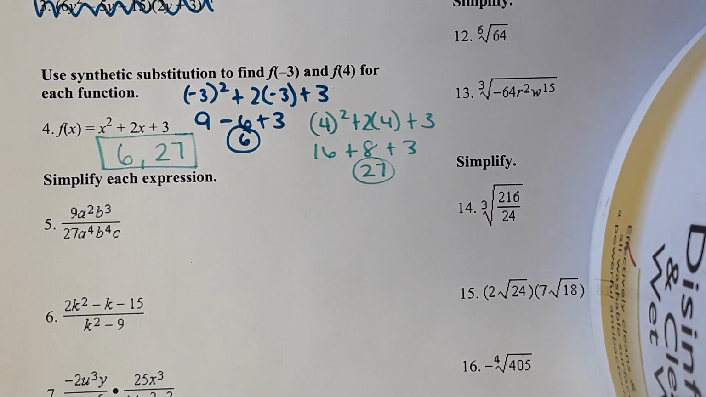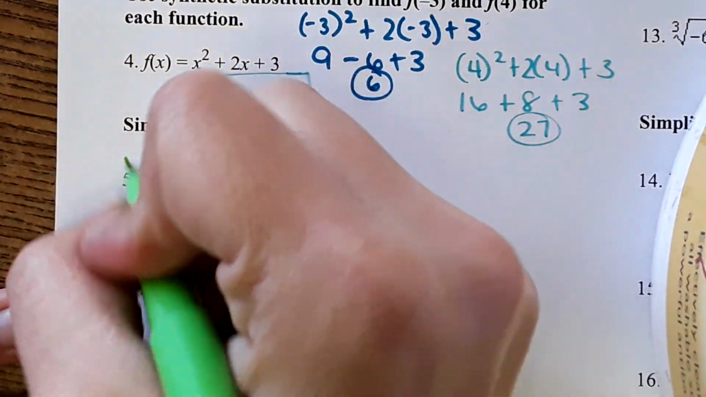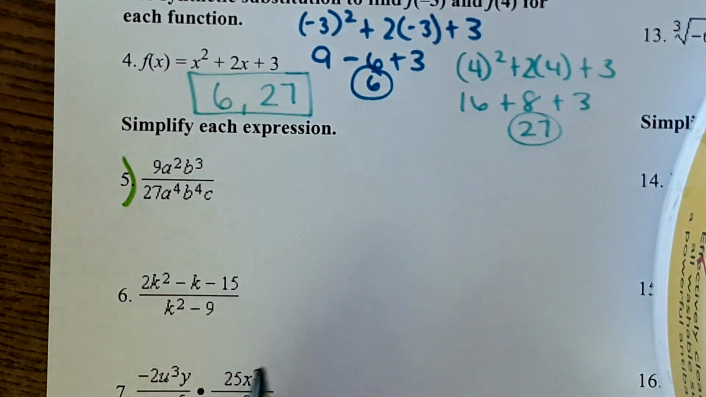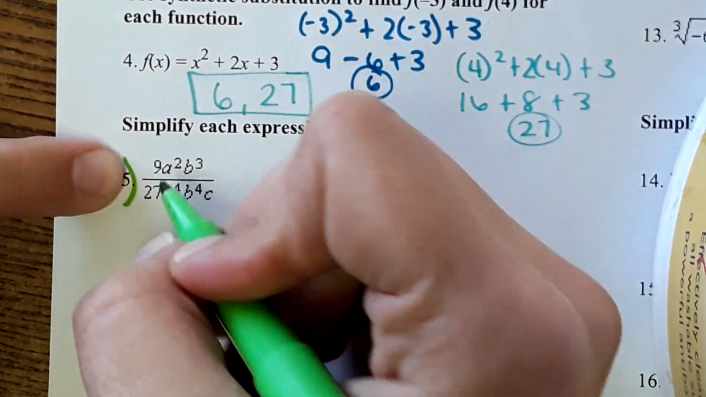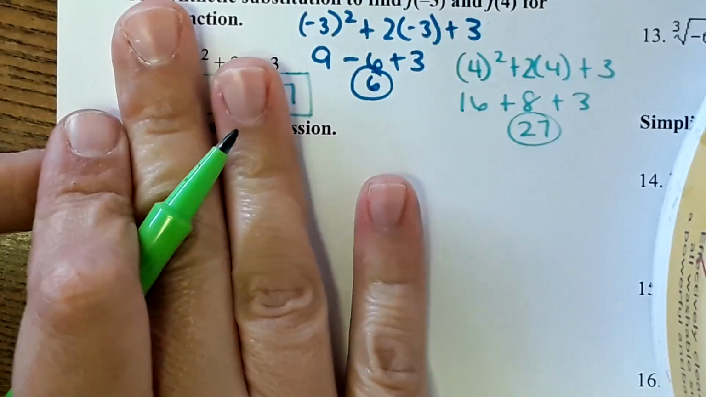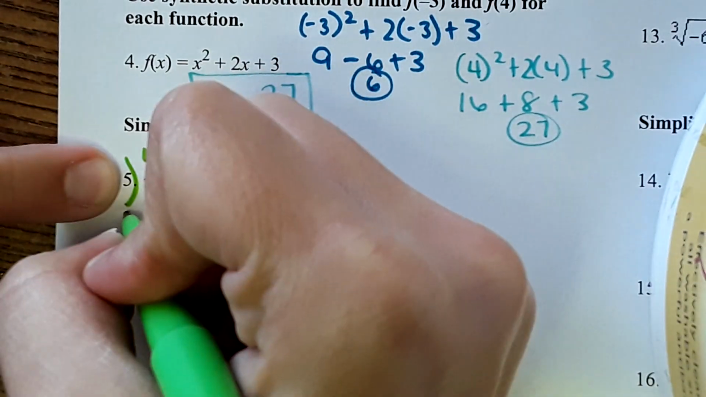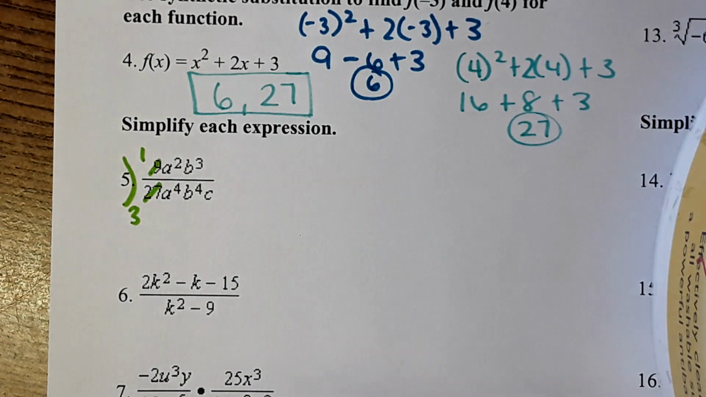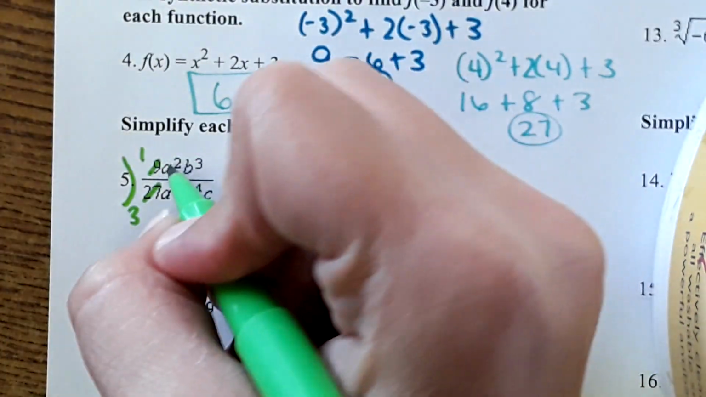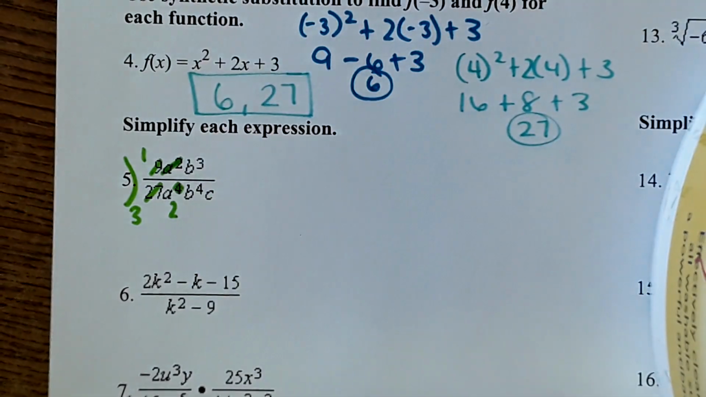Okay, then for number 5, we are simplifying these. Same kind of idea. We're looking for common factors and for things to cancel. 9 and 27 both have the common factor of 9, so I can divide both of those by 9. I get 1 and 3. Then a squared and a to the 4th power. Both of these a's would cancel, and we'd be left with 2 a's on the bottom.